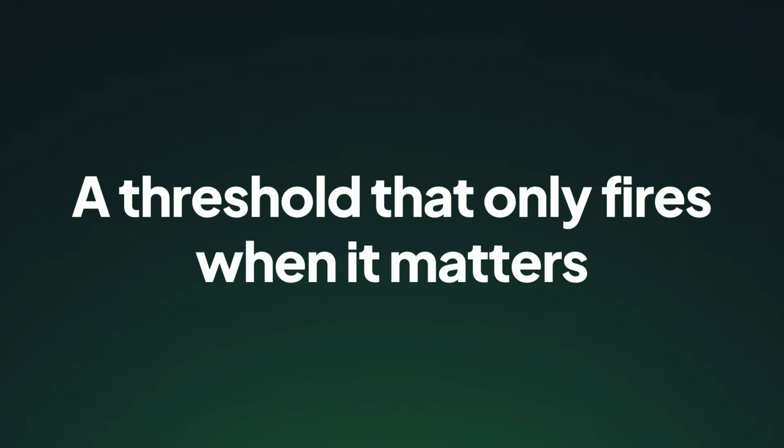Downtime normally means something broke. Slowness normally means something is under load: a traffic spike, a busy database, a third-party service dragging its feet. Logging both as down erases that difference at exactly the moment you need it. A threshold that only fires when it matters.